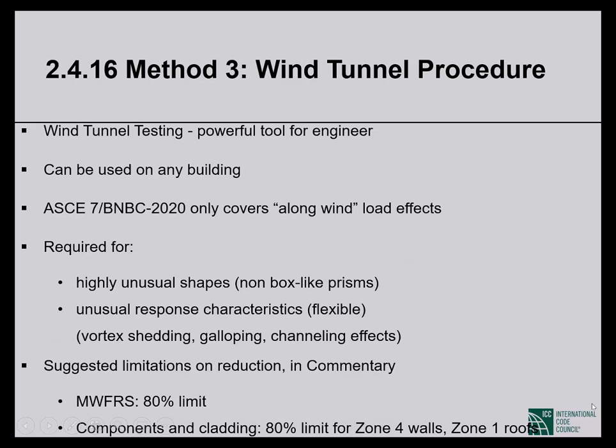And because the pressures come out to be lower, this is not a requirement, but in the commentary, ASCE 7 tells you do not go below 80% of what ASCE 7 would have given you. That is for the main wind force resisting system. And that is also for zone 4 of the walls and zone 1 of the roofs for component and cladding pressure. That detail we need not go into. All I'm saying is that the commentary tells you do not go below 80% of what ASCE 7 would have given you. And that is not mandatory.